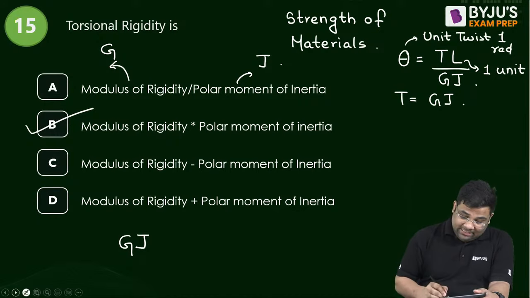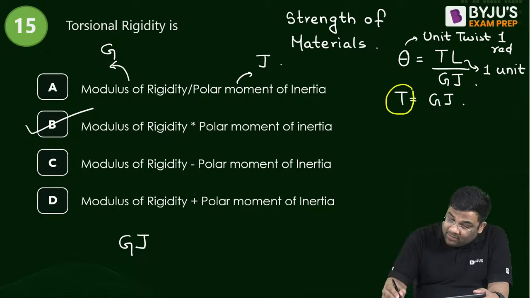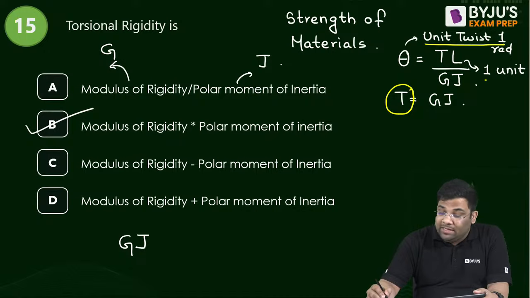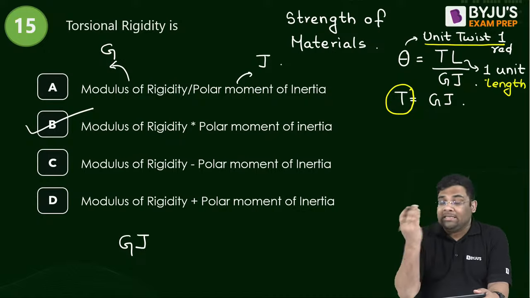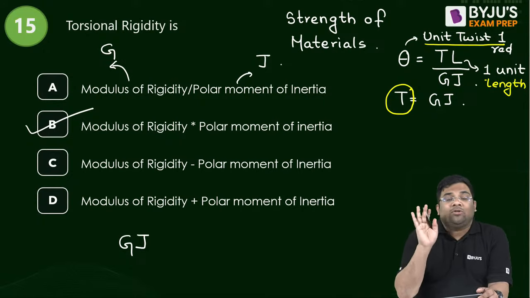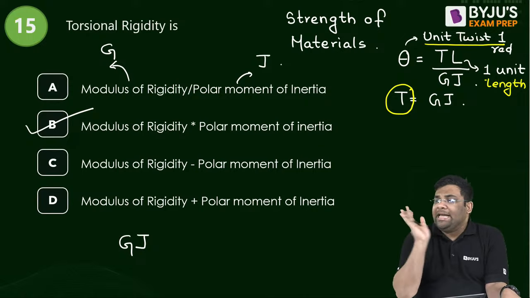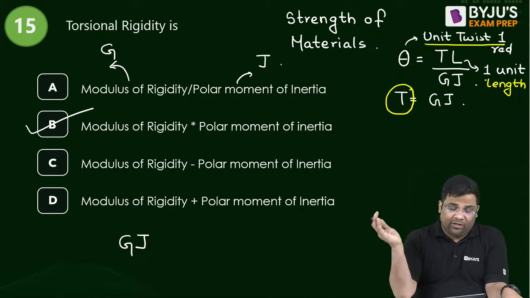Or torsional rigidity can be defined as the torsion required per unit twist, per unit length. And this is nothing but the multiplication of the shear modulus, or modulus of rigidity G, and the polar moment of inertia. You can see again a direct question, direct definition.